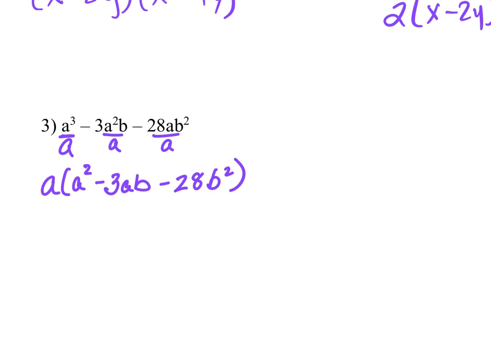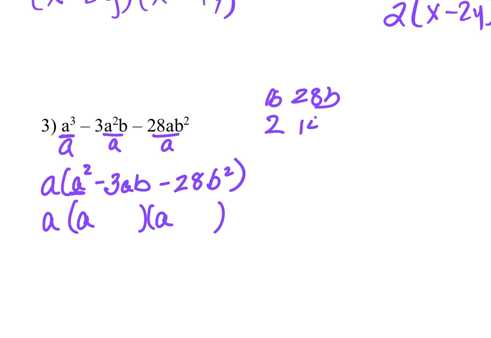Remember, the A needs to follow us down. We get 2 sets of parentheses here. 2 things that multiply to A squared are A and A. And we have to multiply to negative 28b squared. So we have 1 and 28, both having b. Remember, we don't care if it's negative right now. We just care that we get 28. So 2 and 14, 4 and 7.